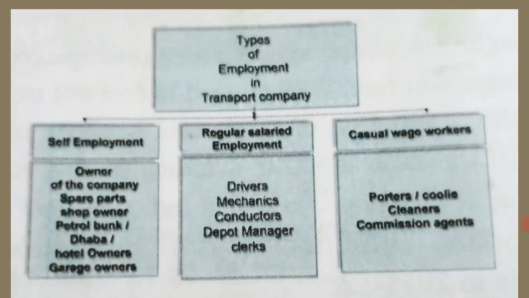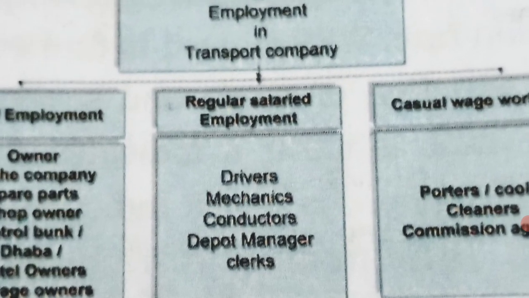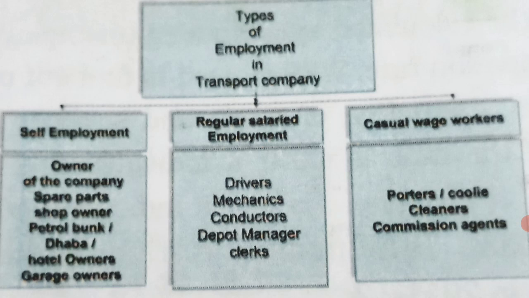See here, the examples are given here in a particular transport company: who is self-employed, and regular and casual wage workers. The owner is the self-employed person of that particular company, and he owns the spare parts business related to that company, the petrol bunk, dhaba, hotel owners, garage owners. And salaried drivers, mechanics, conductors, depot managers, these are all paid. And casual porters, coolies, cleaners, commission agents, etcetera. So this is the structure of a particular transport company, in what way the status of work is classified according to self-employed, regular salaried and casual wage workers.